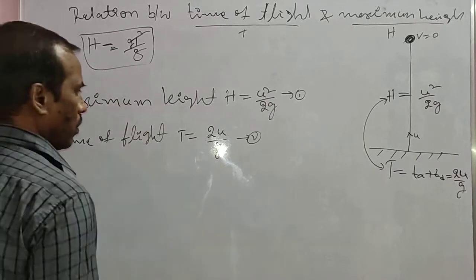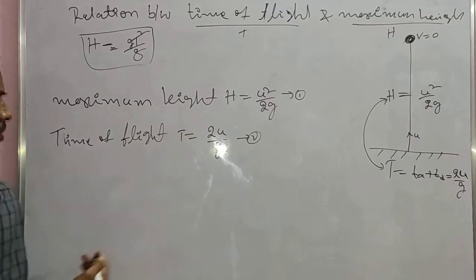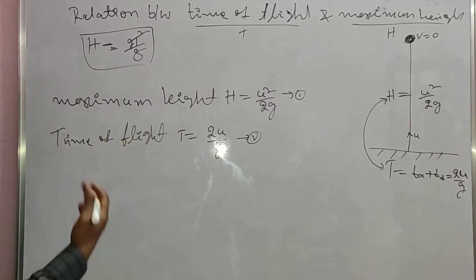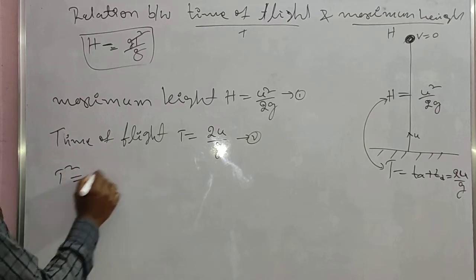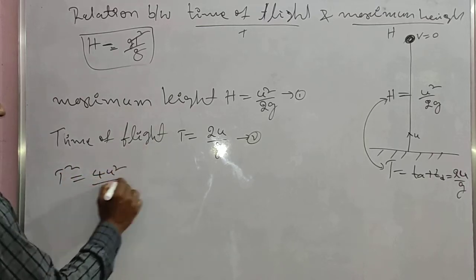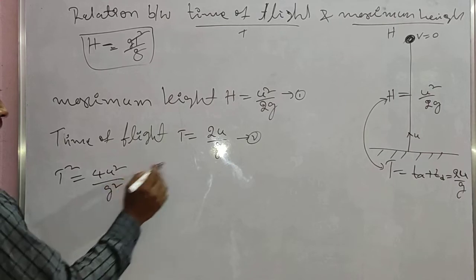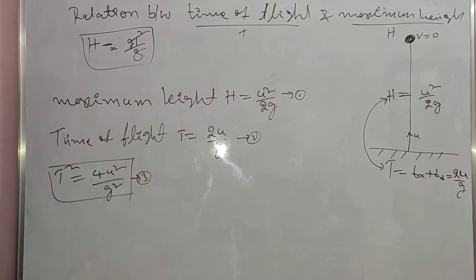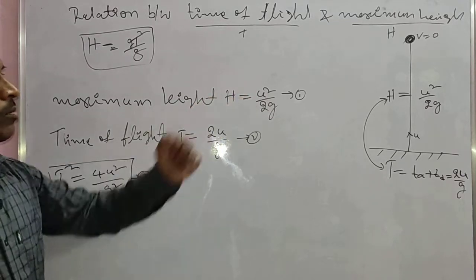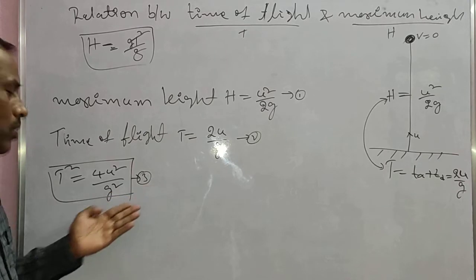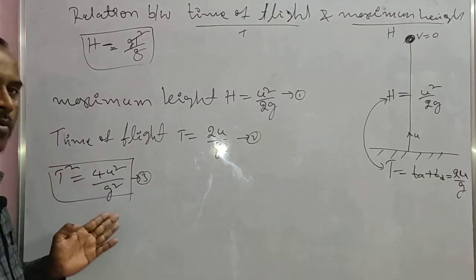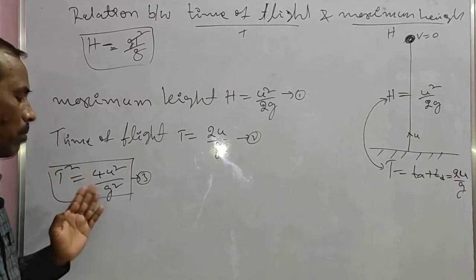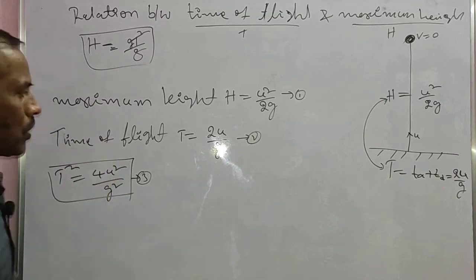Here, in one method, simply take the square on both sides, that means T square is equal to 4u square by g square. This is equation 3. Now equation 1 by equation 3: equation 1, h is equal to maximum height is equal to u square by 2g, and equation 3, T square, the time of flight square, is equal to 4u square by g square.